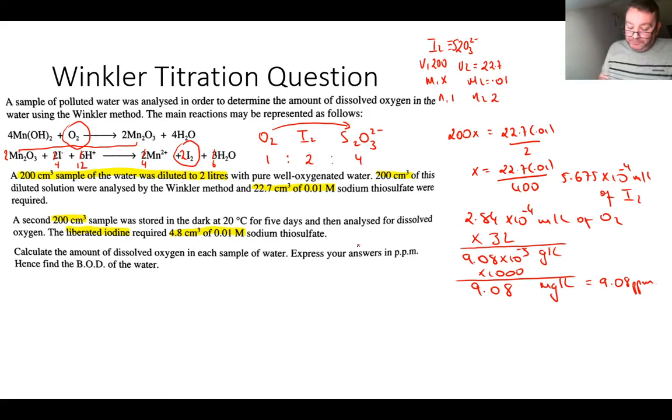Now, the second one is the one that's been kept in darkness at 20 degrees for 5 days. So we're going to go through that again, and we're going to do exactly the same thing with that as we did with this one here. So I'm just going to write down 9.08, and I'll come back to that in a moment, parts per million. And then I'm going to clear this and do the second calculation.